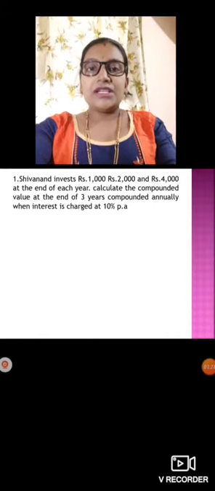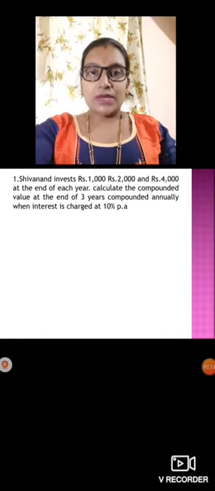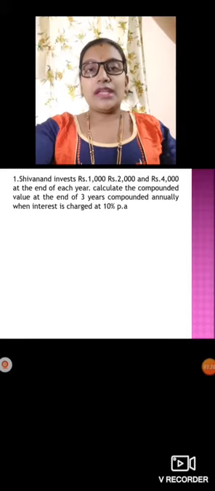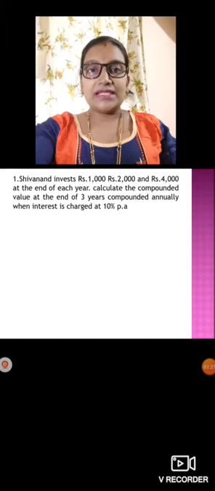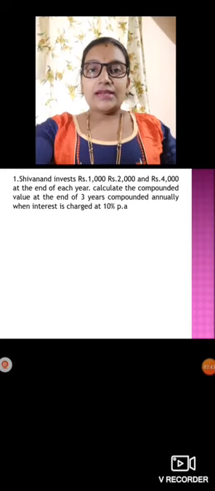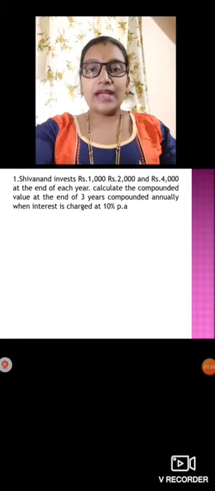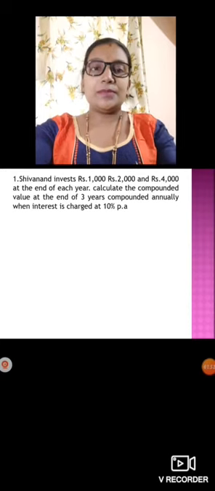First problem: Shivanand invests rupees 1000, 2000 and rupees 4000 at the end of each year. So what he has done, he invested three amounts at the end of three different years. First he invested rupees 1000, secondly 2000 and 4000 at the end of every year. Calculate the compounded value at the end of 3 years, compounded annually, when the interest is charged at 10% per annum.